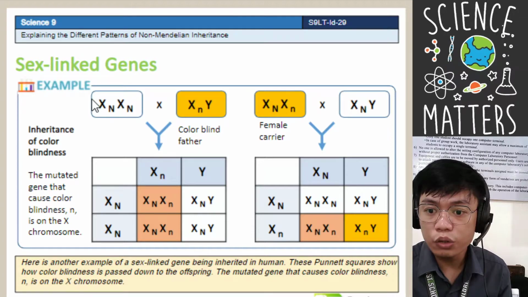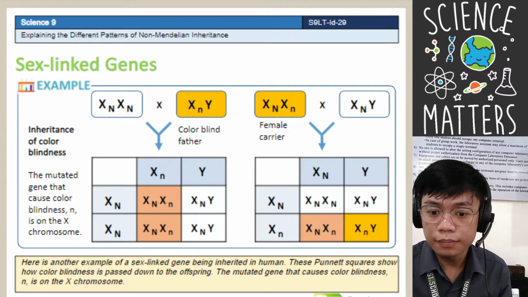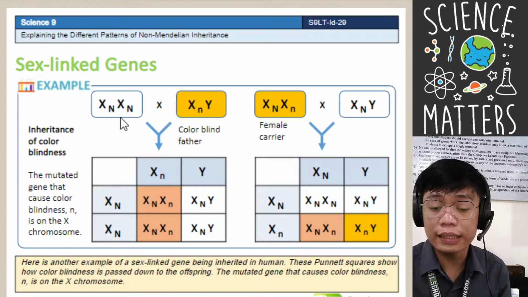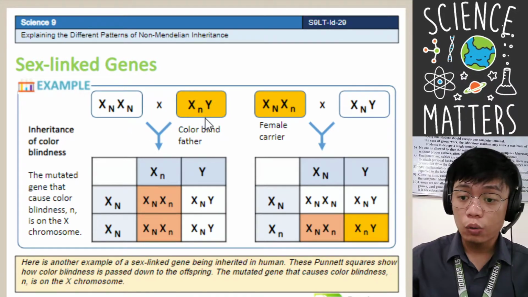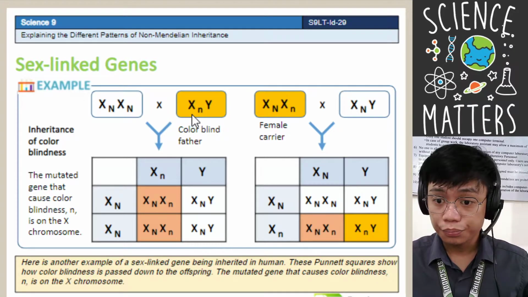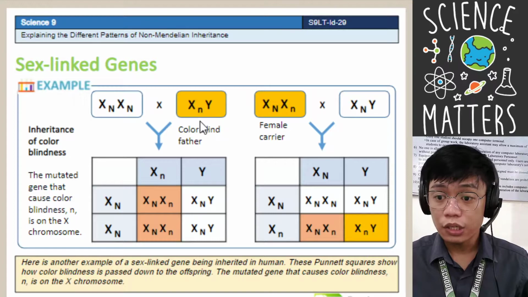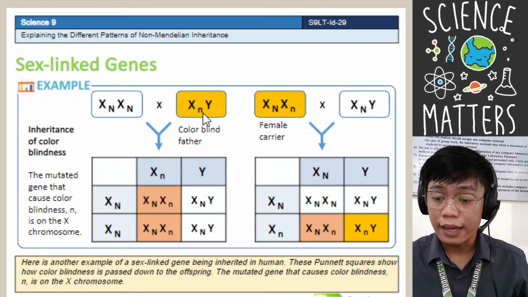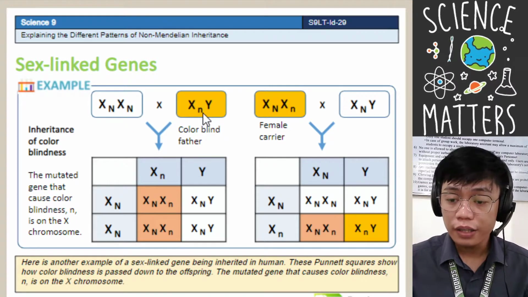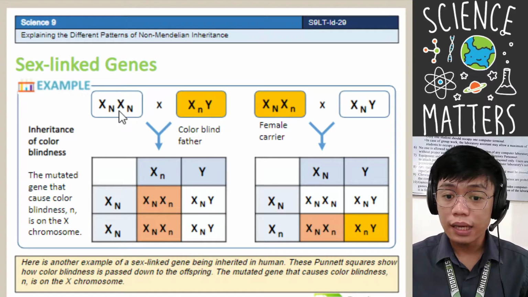represents male. So, yung female, it has a dominant allele na hindi colorblind. Whereas, yung male, meron siyang colorblind. Okay? Yung father is a colorblind, yung isa is normal.